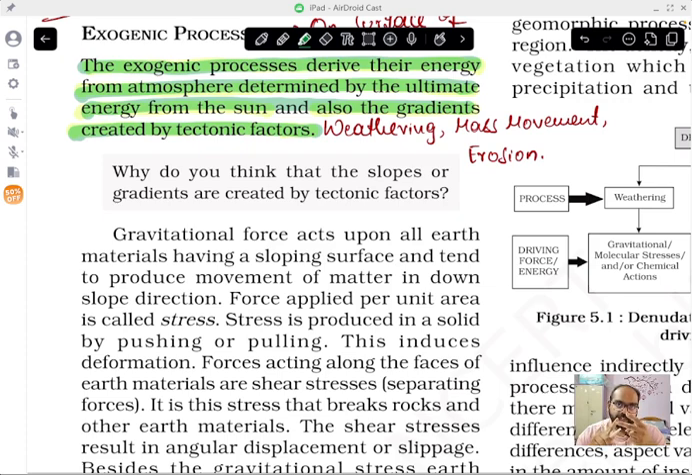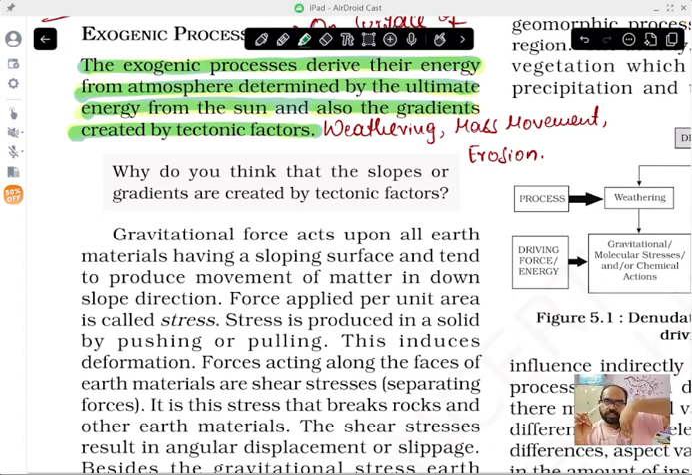And the second one is the gradient. I have told you what gradient is. Gradient means difference. Gradients are created by tectonic factors. Due to plate movements, some relief features are formed on the earth in the form of rocks and mountains. They have gradients like slopes. Some have a gentle slope, some have a steep slope, so there is a difference based on the slope.